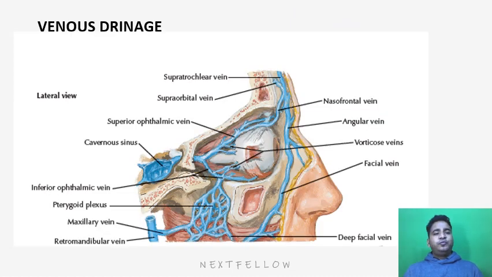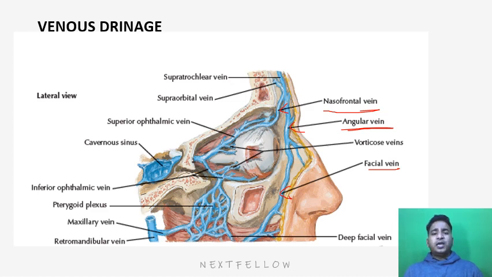Now let's talk about venous drainage of the face, or we can say nose. This is a diagram showing the sagittal view, if I cut the face into halves. As you can see, the nose is mainly drained by the facial vein, which is going like this, and the angular vein. This is my angular vein, and then comes a nasofrontal vein.